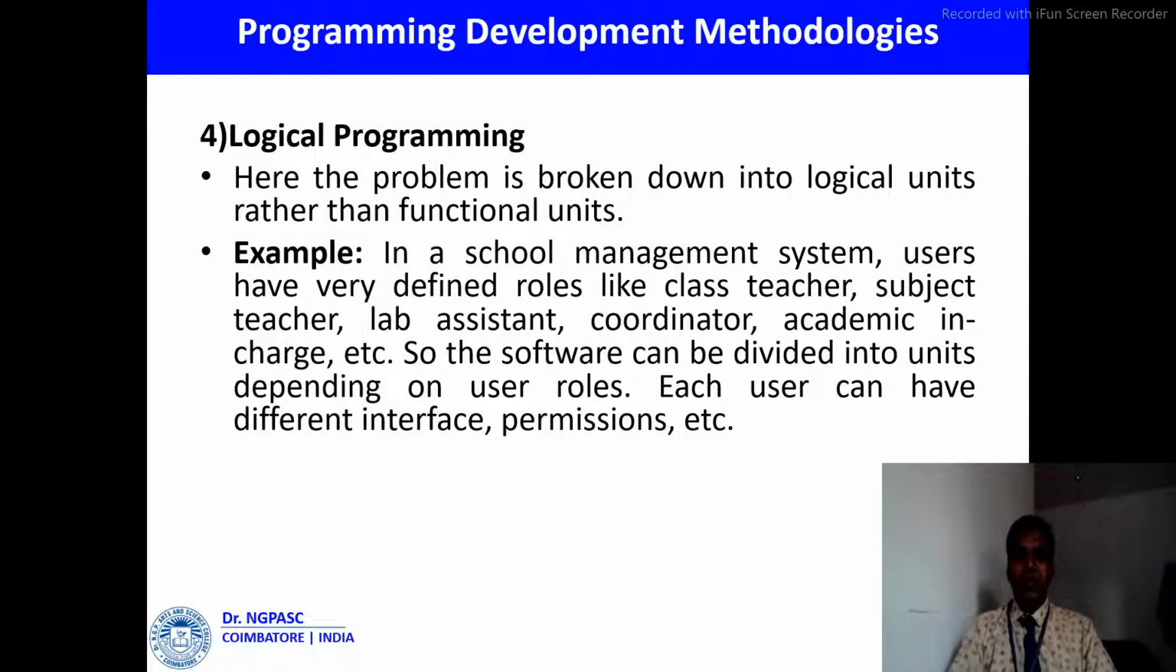And next one is logical programming. Logical programming is where each problem is broken into logical units rather than functional units. It depends upon functional processing or logical processing. For example, in a school management system, the users have defined roles like class teacher, subject teacher, lab assistant, coordinator, or some other in-charge given to the teachers. Each software is divided into units depending upon the user roles. Each user can have a different interface or permission.